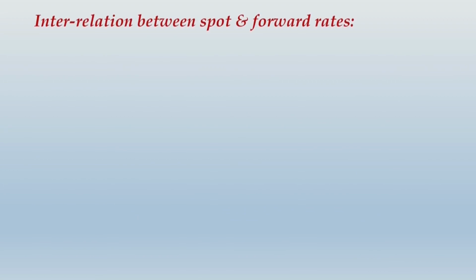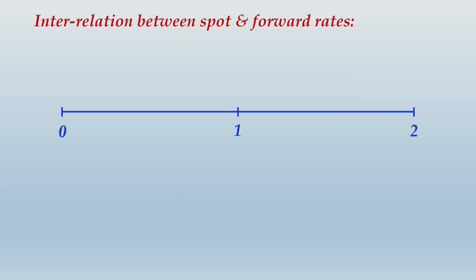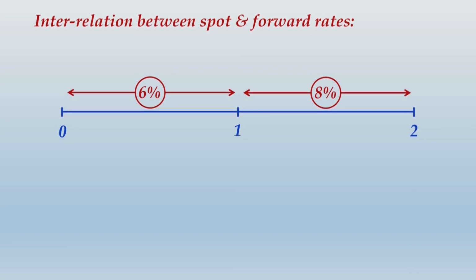Interrelationship between spot and forward rates. Now this is something very, very important. Please pay attention. Let us consider a timeline starting from 0 and spreading to year 1 and year 2. And suppose the applicable interest rate for the period 0 to 1 year is 6%, and the applicable interest rate from year 1 to year 2 is suppose 8%. So do you know what will be this 6%? This 6% will be the spot rate applicable for 1 year.